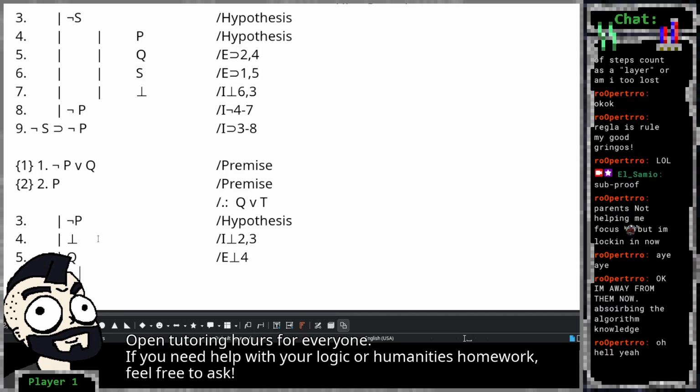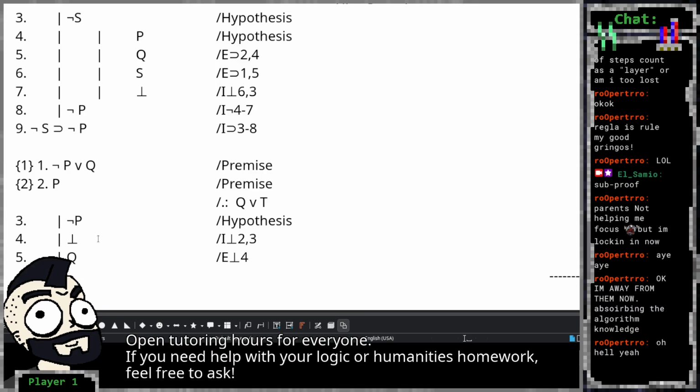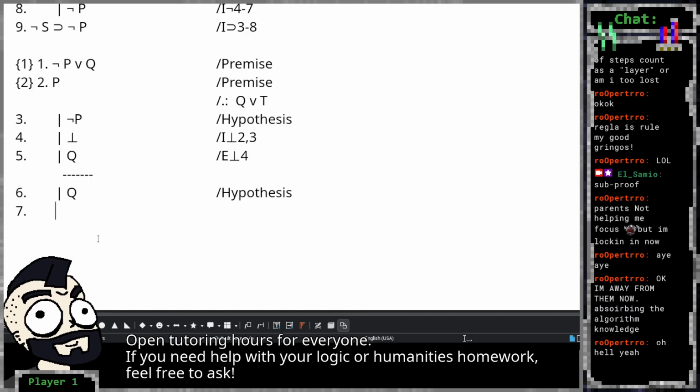Here I have to close this subproof. So in 6, I open the other side of the disjunction, which is Q. I justify this by hypothesis. And guess what? Just like in this exercise, I have Q. Where are we gonna get to? Q. Well, I'm done. From Q, I have reached Q.